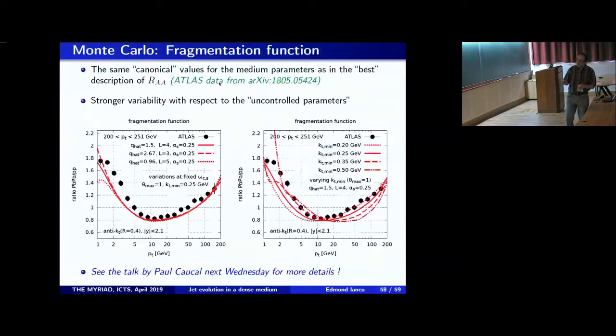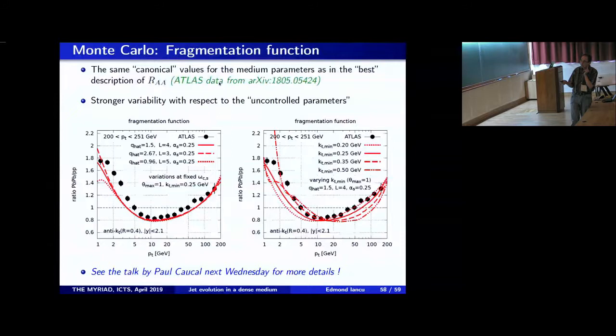And that's the fragmentation function. Again, the black points are data from ATLAS, and the red curves are our descriptions. Again, the different red curves correspond to different choices for the cutoffs on the theory, and there is some variability here because the fragmentation functions are more sensitive to the confinement scale, since we go to relatively low momenta here. But if you fix these cuts and you only vary Q hat and L with fixed omega c, or omega branching, the same, then you see that we have not that much variability.